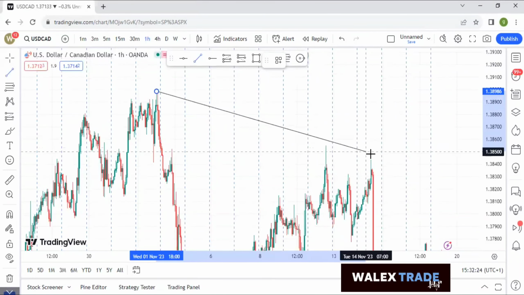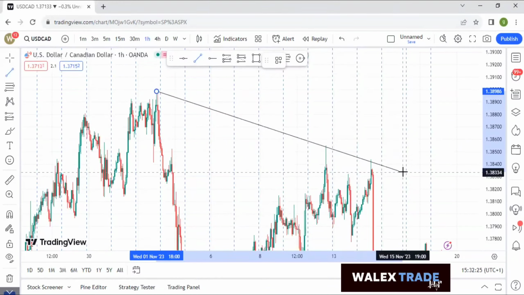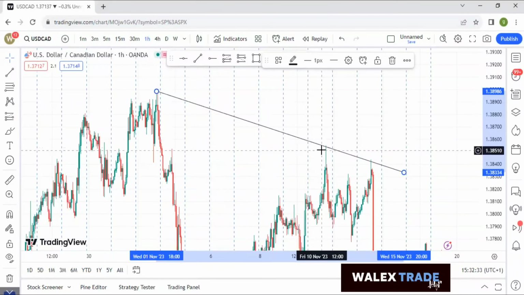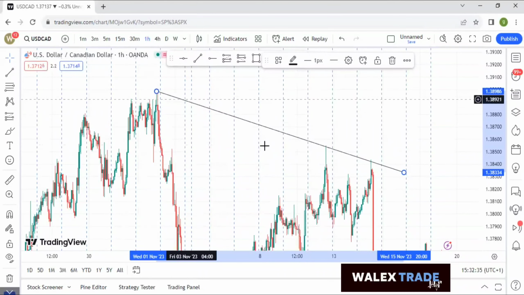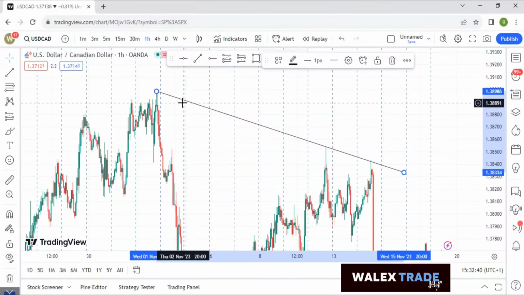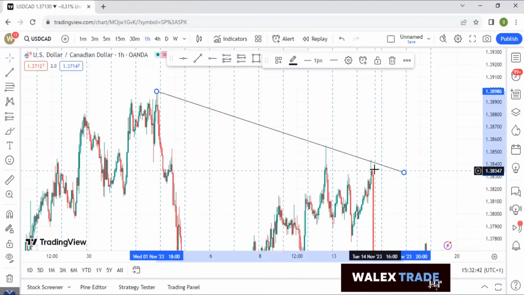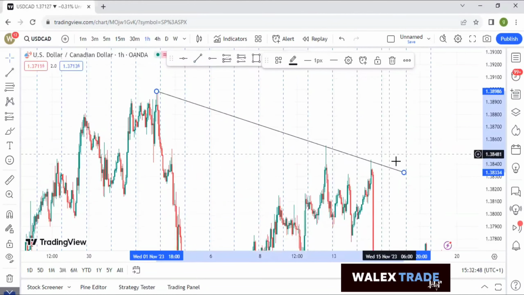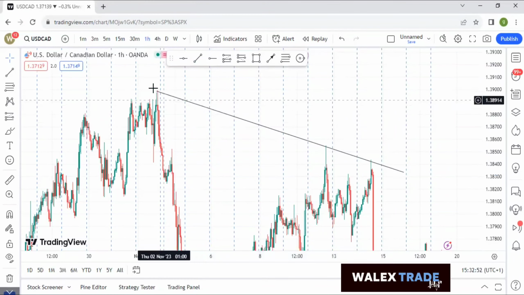You can see. This is a valid one. At least 2 peaks. We have 1, 2. So touching 2 peaks alone has turned it into a valid trend line. This is the third one. You can see this. Most times, I do personally trade the third touch bounce of a trend line. I use that strategy also.